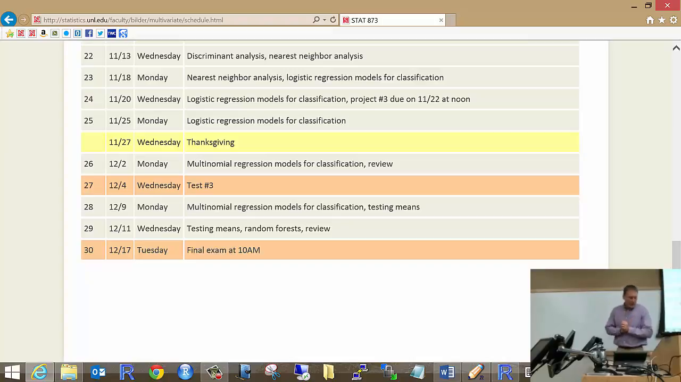So project number 3 is due on Friday, November 22nd at noon. Let's just take a quick look ahead of where we're going in the semester. Test number 3 will be December 4th.